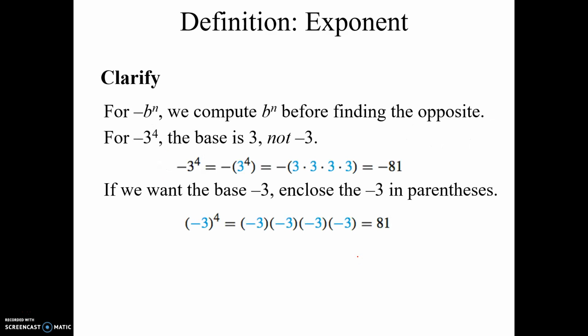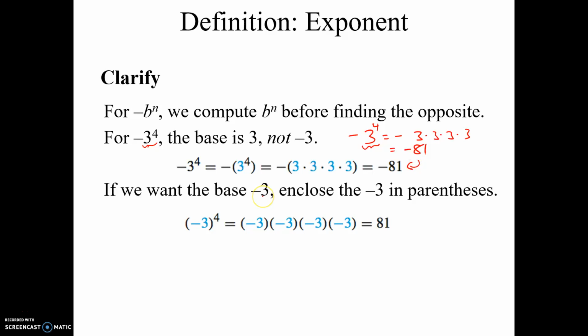One thing we have to be careful about is whether the base is in parentheses or not. For example, if we have negative 3 to the fourth power, the base is 3, not negative 3. The 4 is only for the base 3. The negative is outside of that exponent. So there's only one negative and four 3s, so the answer is negative 81. It's negative 3 times 3 times 3 times 3, which is negative 81.